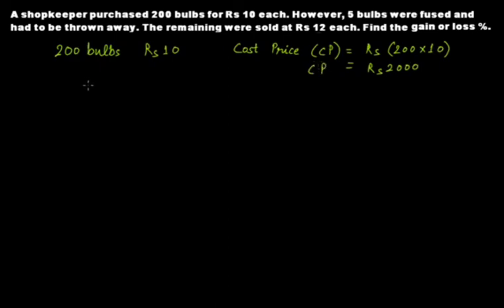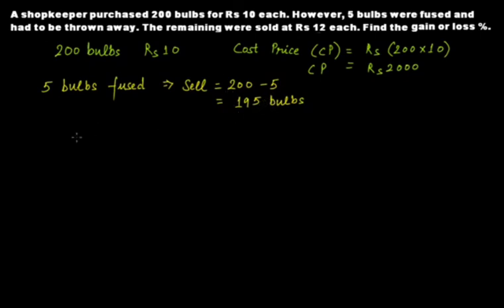Now, your 5 bulbs were fused and they have to be thrown away. So 5 bulbs are fused. Now tell me how many bulbs you can actually sell. So you can actually sell only 200 minus 5 bulbs, that is 195 bulbs. So this is the number of bulbs that can be sold.